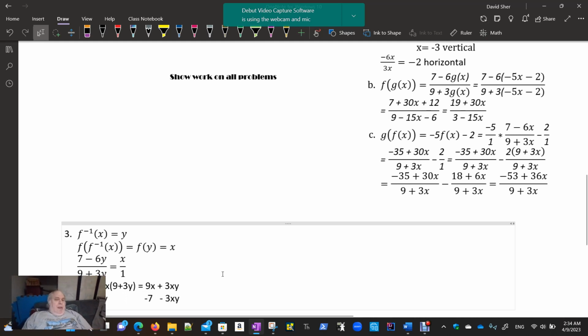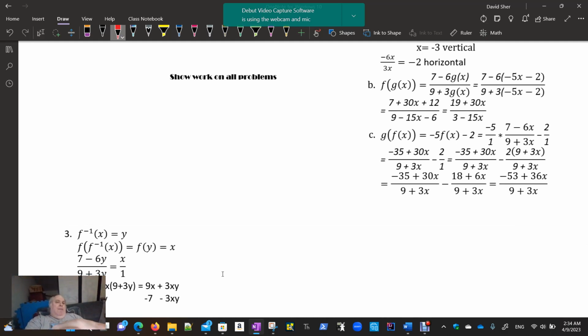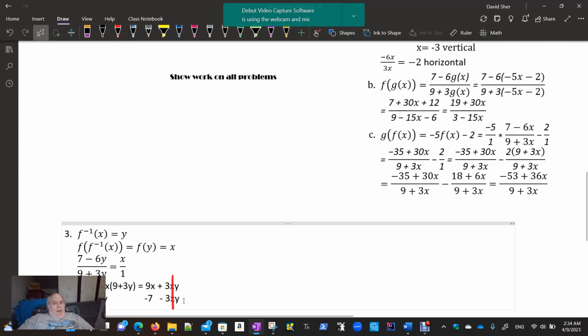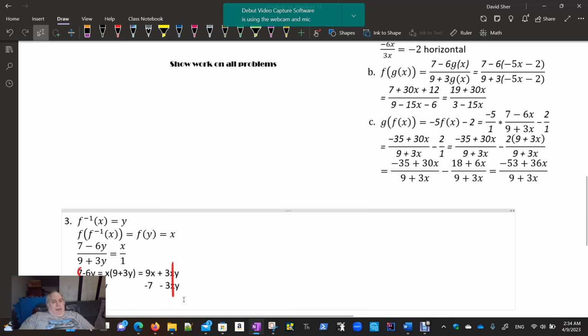So at this point, grabbing my pen that I put unhelpfully far away, the 7 and minus 7, and the 3xy's, both will cancel. And what I'm going to get is minus 6y minus 3xy is going to equal 9x minus 7.